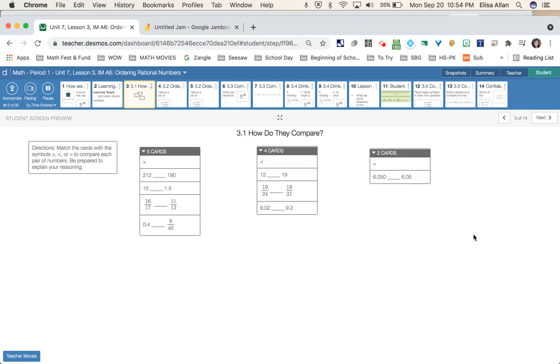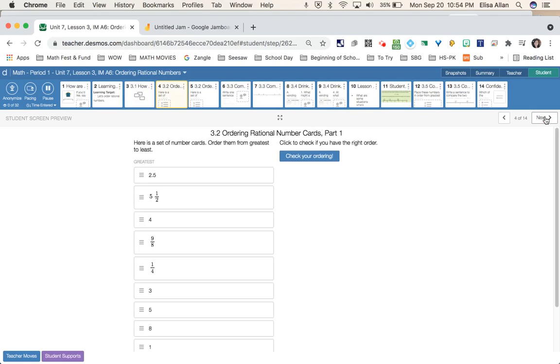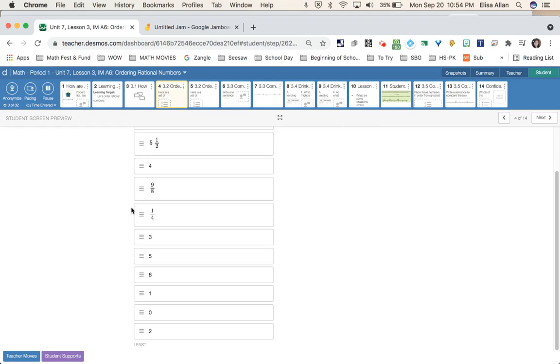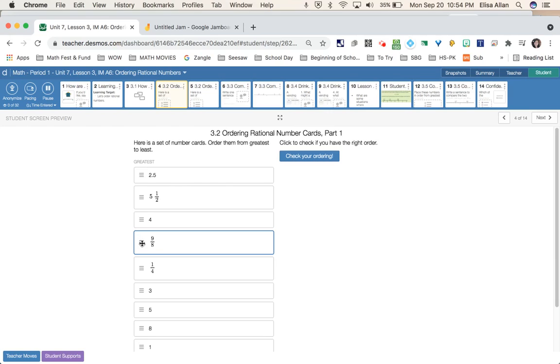All right, moving on to slide 4. On slide 4, here we're going to put these number cards in order from greatest to least. So we'll notice that we're putting the greatest on the top, and if I scroll down, I can see the least at the very bottom. You're going to drag them around by taking the bars on the side and just dragging them up and down to where you believe they belong.